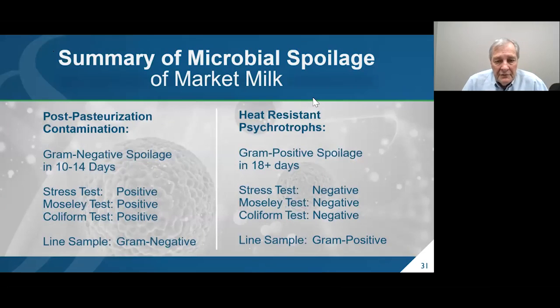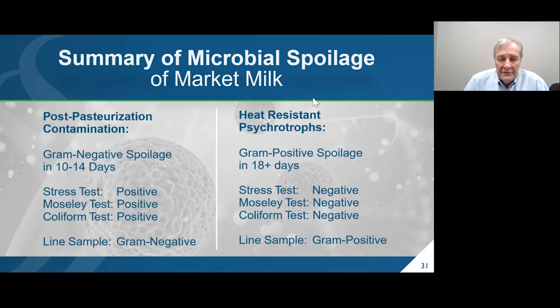It's kind of a summary of what I just presented. If we're looking for post-pasteurization contamination, there usually are gram-negative bacteria. If the stress test is positive, they test positive on our keeping quality tests, and coliforms can test positive. In line sampling, we find gram-negative bacteria.